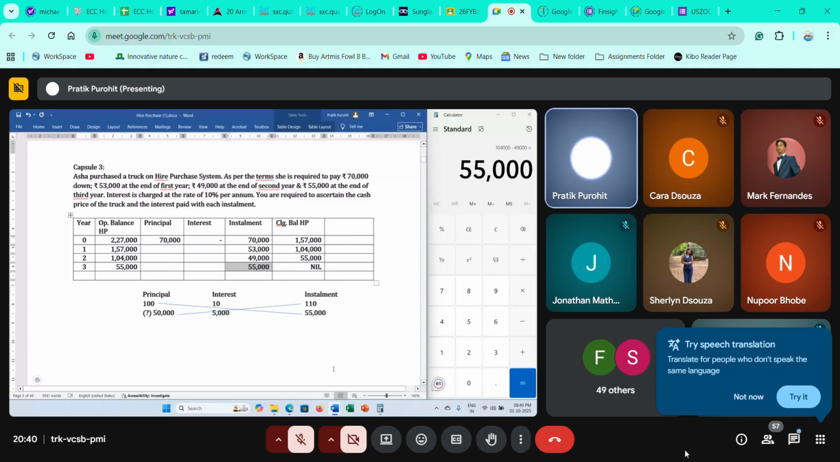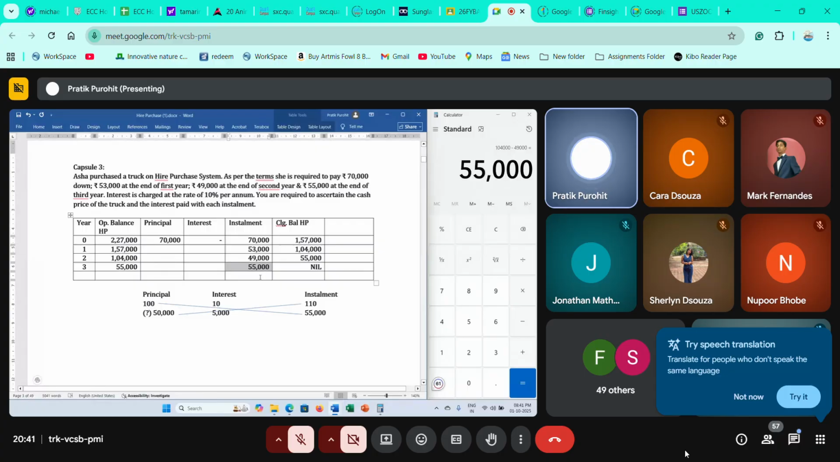But if you talk about the last installment, the interest is coming only on the principal. So 10% interest is charged on the principal and the total amount is being paid. So if 100 rupees is outstanding, you will charge 10%, that is 10 rupees on that, and you will make payment of 110 rupees.